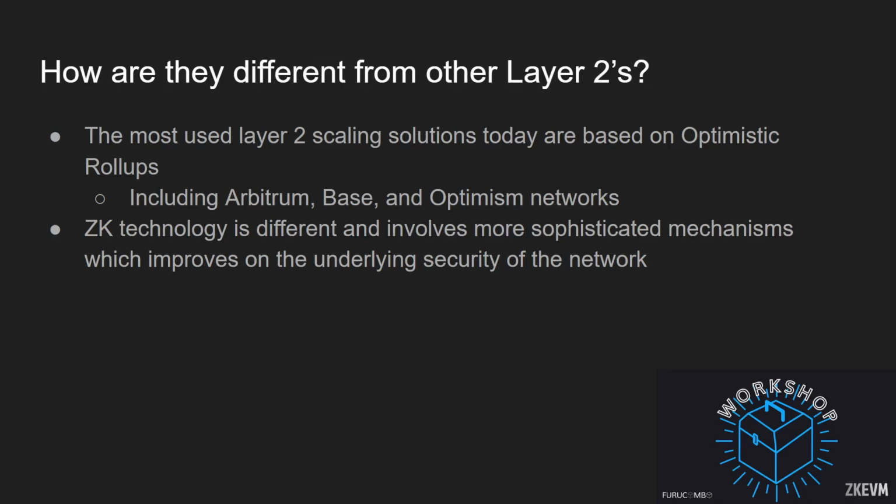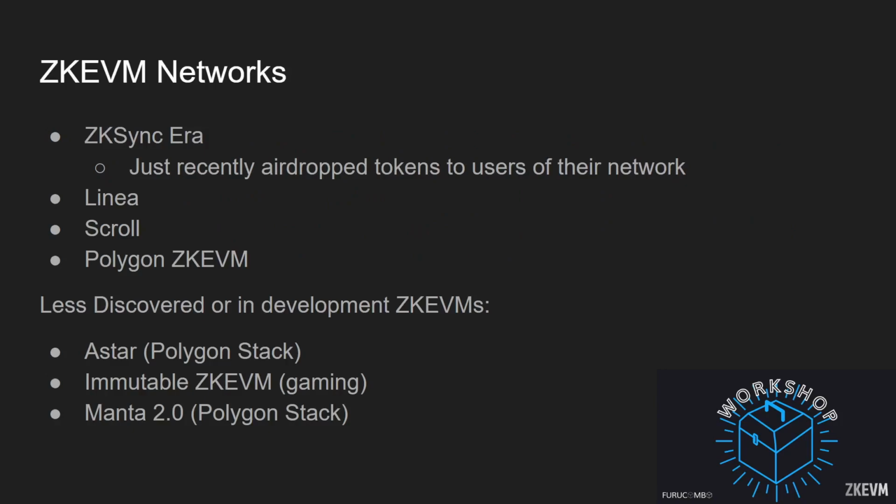All the most prominent networks right now are based on optimistic rollups, and this includes Arbitrum, Base, and Optimism. As I mentioned, ZK technology is a little bit different and it involves more sophisticated mechanisms, and this improves on the underlying security of the network. That's ultimately why we're seeing this push towards ZK technology.